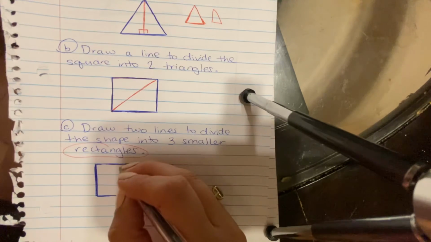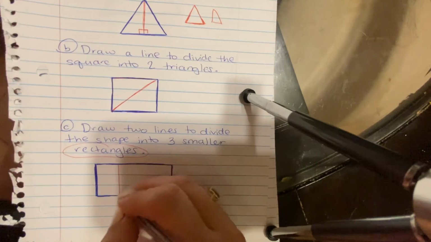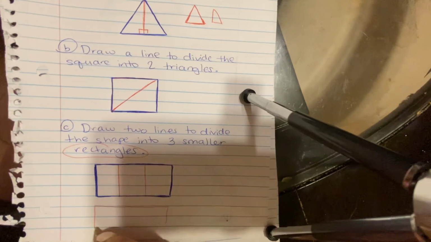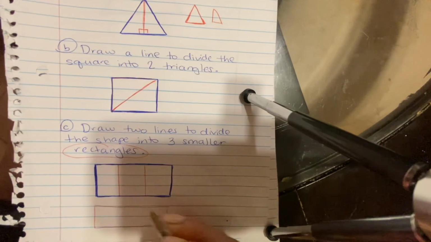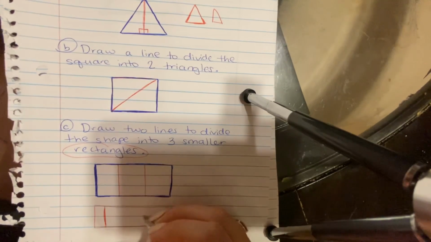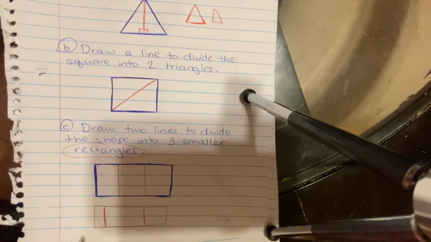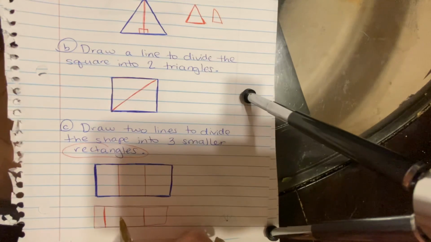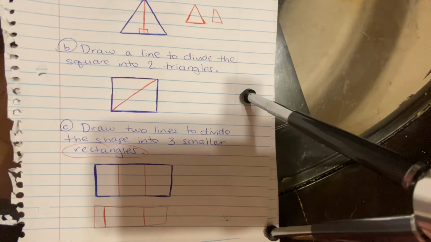So I'm going to draw, and it didn't say they had to be equal size. So you could have made them equal, or it just said smaller rectangles. I'm going to do a different one here. Or you could have done one line here and one line here. They're still rectangles, but it didn't say they had to be equal. So yours doesn't have to look like this one right here. So that's Module 7, Lesson 7, and Module 7, Lesson 8.